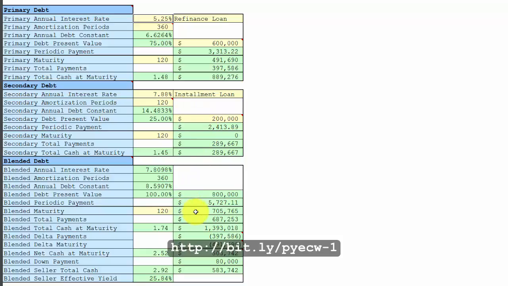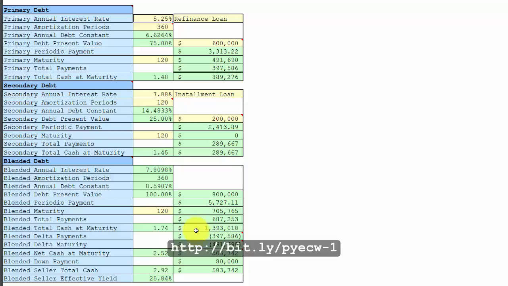And we see the future value, $705,765. There's also a total number of payments of 120 times the periodic payment comes to $687,253. So the wrap of these two loans produces $1,393,018 in cash flow.